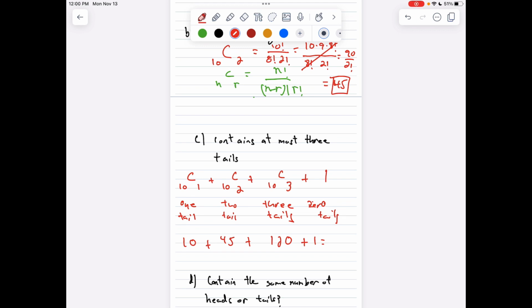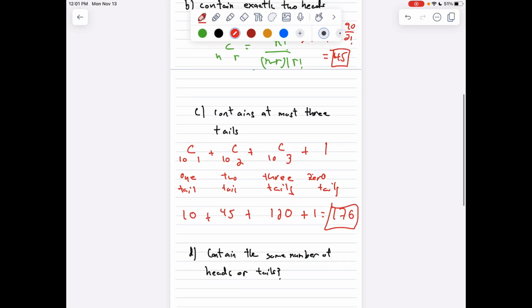And we have a rule about counting that says if you have a series of tasks that you can't do all together at once, then if you're asked to find the number of outcomes where you do all those tasks, you just add them together. So you would have 55, we have 176 here total. So you have 176 of those 1,024 outcomes that contain at most three tails.